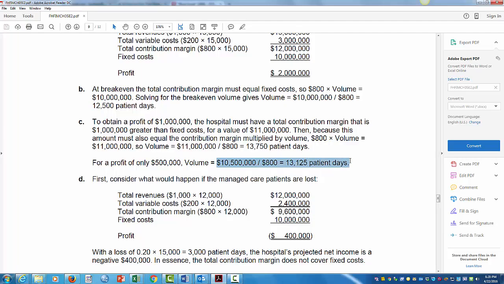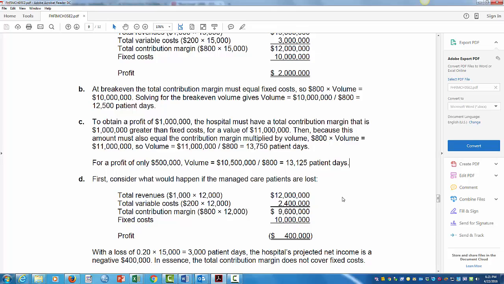If we do the additional 500,000, that will give us 10,500,000 divided by 800 for a total of 13,125 patient days. In D, it says now assume that 20% of the hospital's inpatient days come from a managed care plan that requests a 25% discount from charges. Should the hospital agree with the discount proposal?